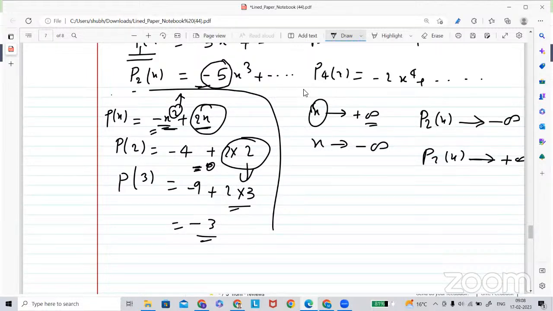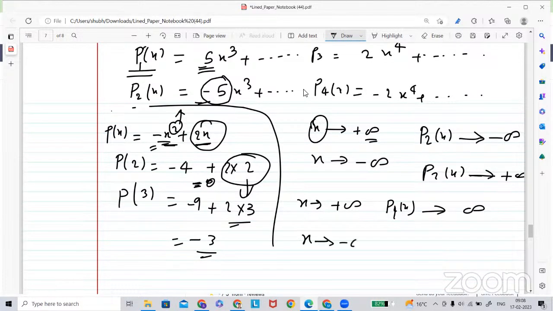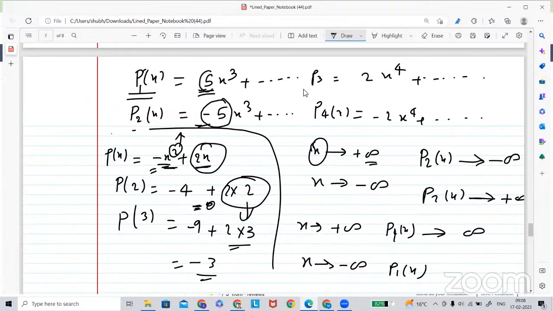Now think about P1. As x goes to positive infinity, x is positive and this is also positive, so both go to positive. For x going to -infinity, P1 will be negative because this is positive, this is positive, but this term makes it negative, and multiplying negative and positive gives negative. So this goes to -infinity.